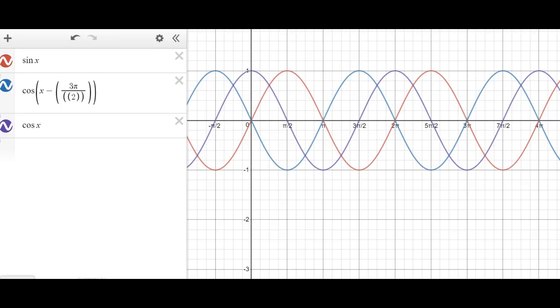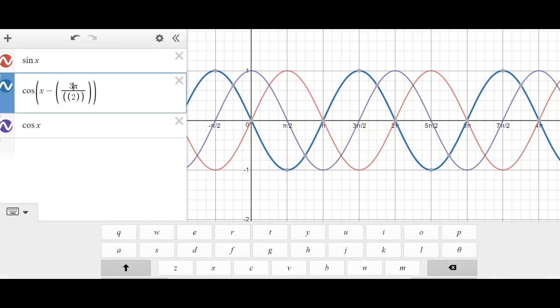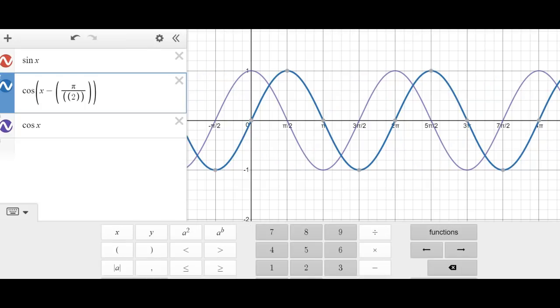So it's different than sine. It's different than cosine. The cosine of x minus 3 pi over 2 is taking this purple graph right here and shifting it to the right 3 pi over 2. And that gives us the blue graph there. And if we were to change this value to, say, 4 pi over 2, well, that's the same thing as shifting it to the right 2 pi. I'm just changing that number in the numerator because it's convenient.